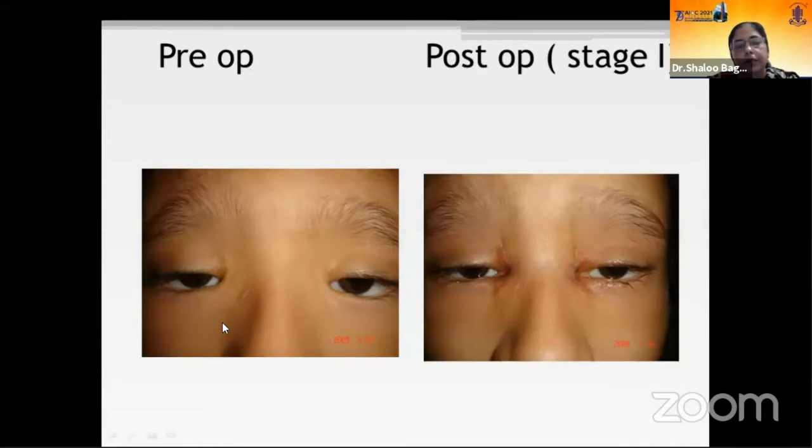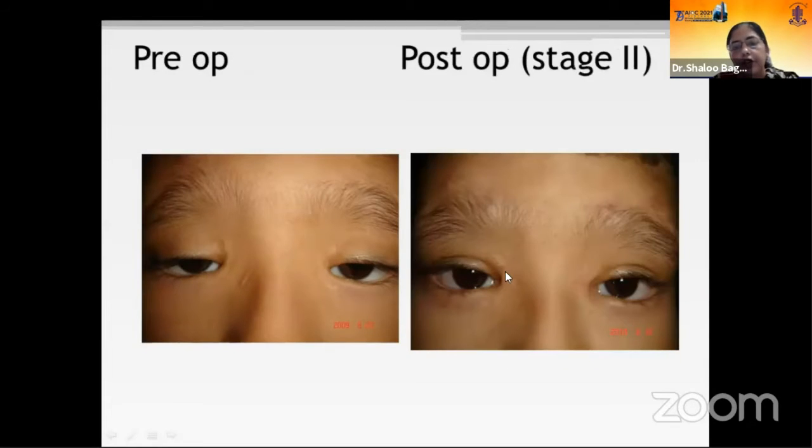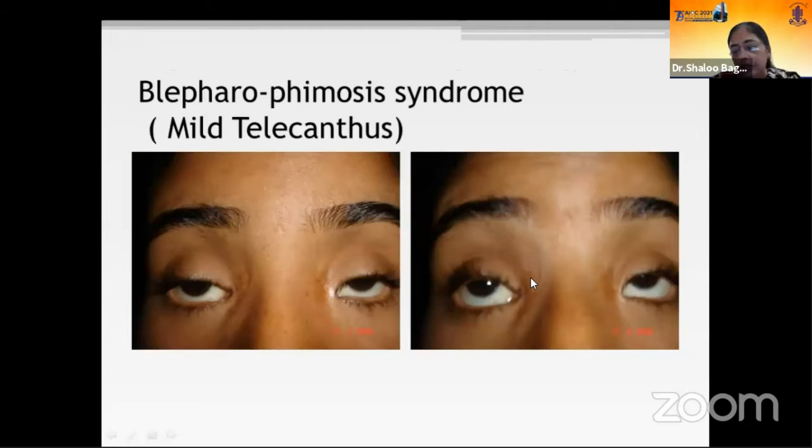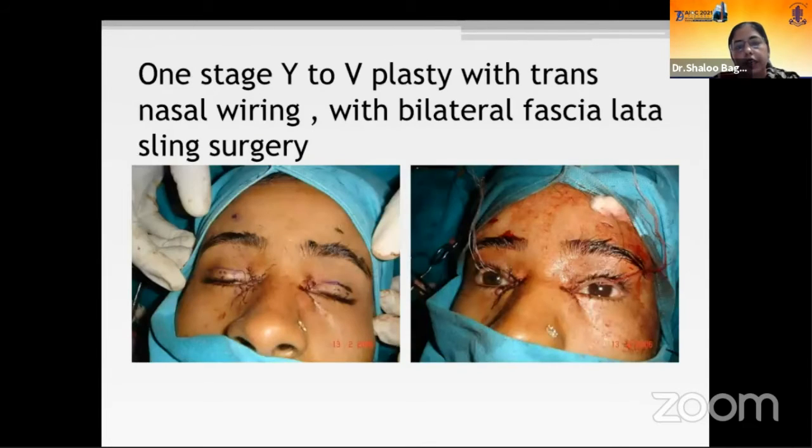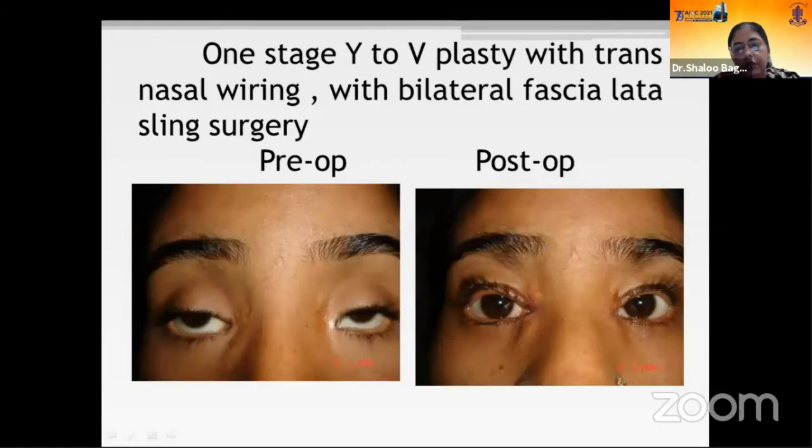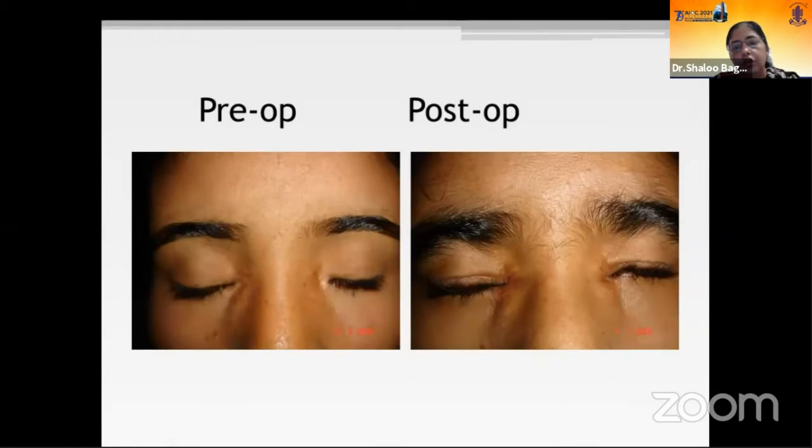This is a pre-op picture of blepharophimosis syndrome. This is a post-op picture showing good correction of telecanthus, following the frontalis sling as a second stage procedure. In milder blepharophimosis, we can go for a single stage procedure when the Y to V plasty is combined with transnasal wiring and bilateral frontalis sling. This shows a good correction post-operatively with a good closure.